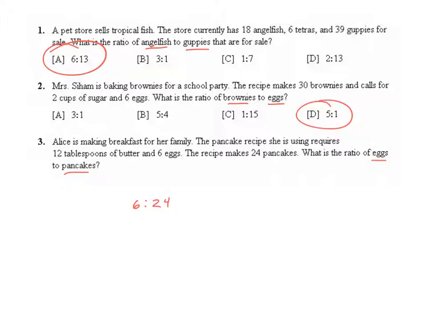That is not in simplest form because we can pull out a 6 from both of those numbers. 6 divided by 6 is 1. 24 divided by 6 is 4. So our ratio of eggs to pancakes is 1 egg makes 4 pancakes. Or we could say we can make 4 pancakes from 1 egg.